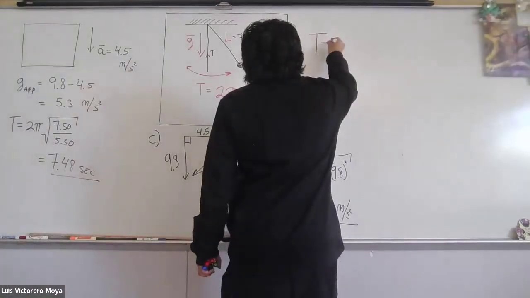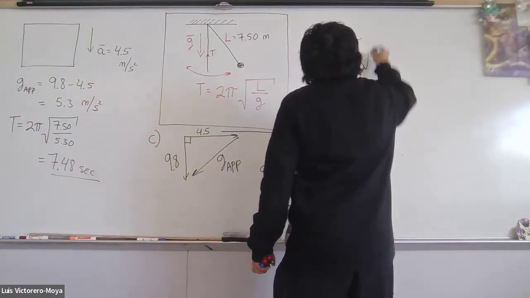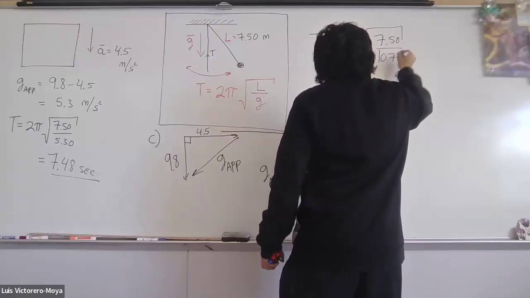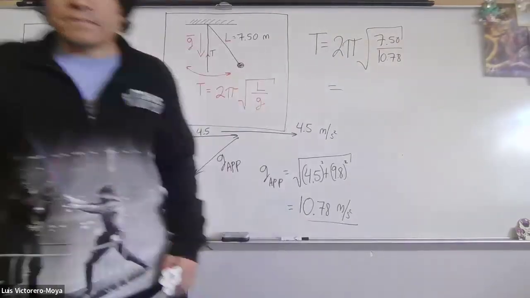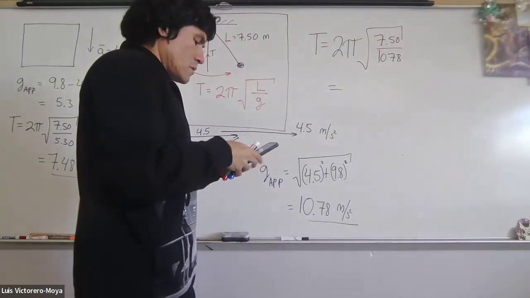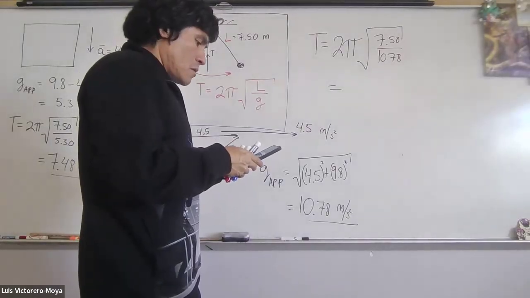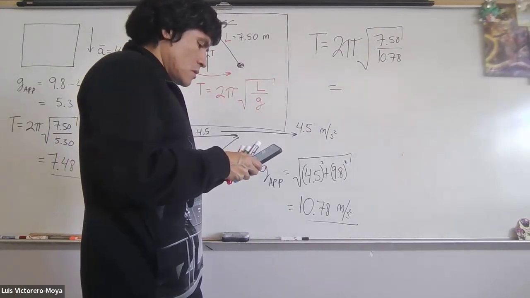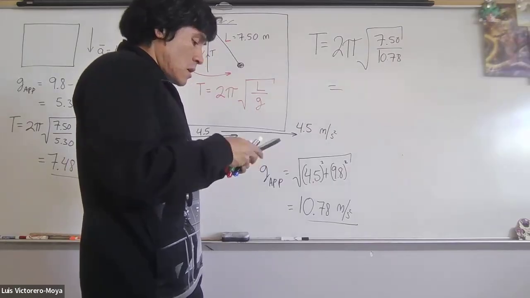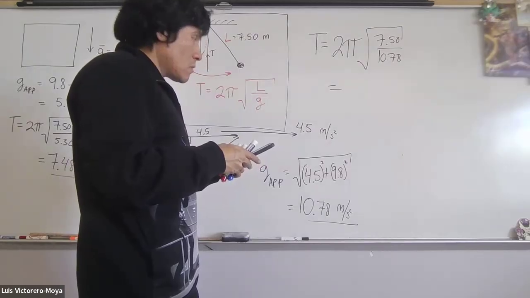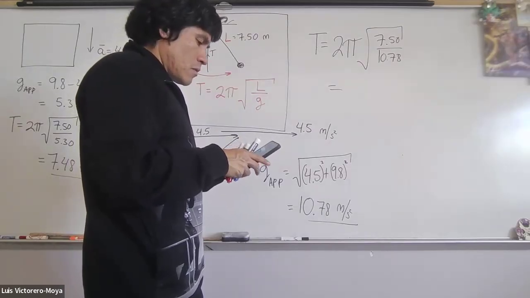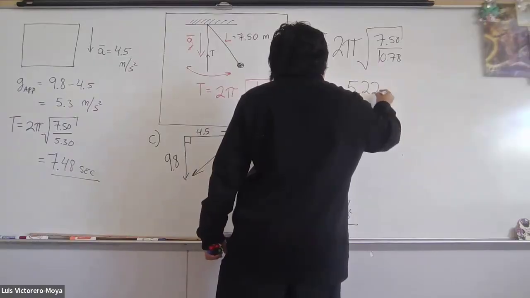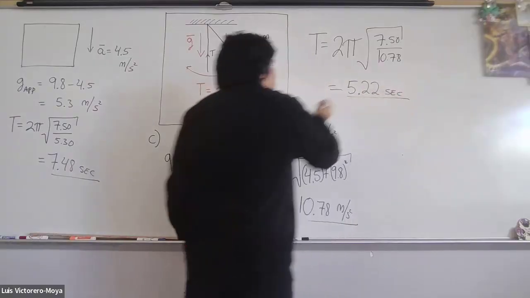So the period is just 2 pi square root of 7.50 over 10.78 times 2 times pi. That is 5.22 seconds. There you are.